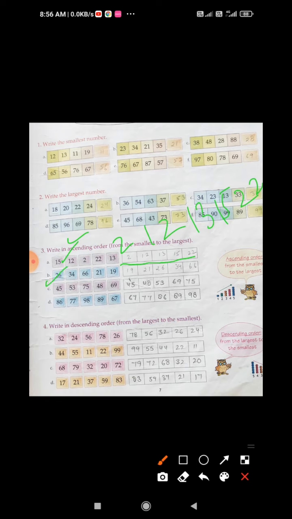Now B part, you see here you have to arrange the numbers in ascending order. First you write 19, then 21, 26, 34 and 66. Like this you do all parts, remaining parts C and D yourself.